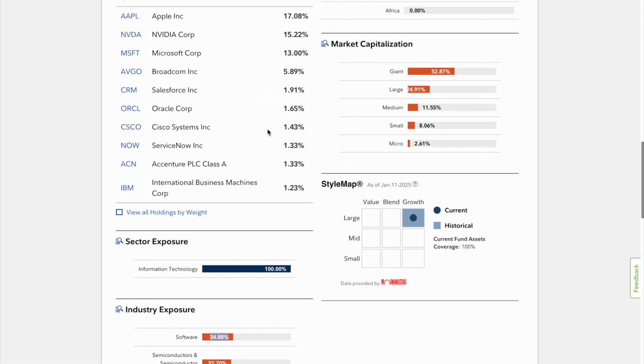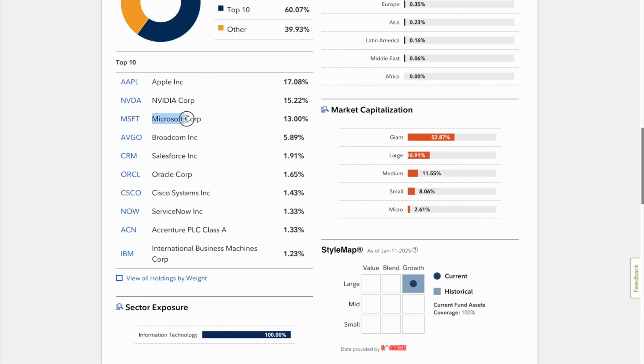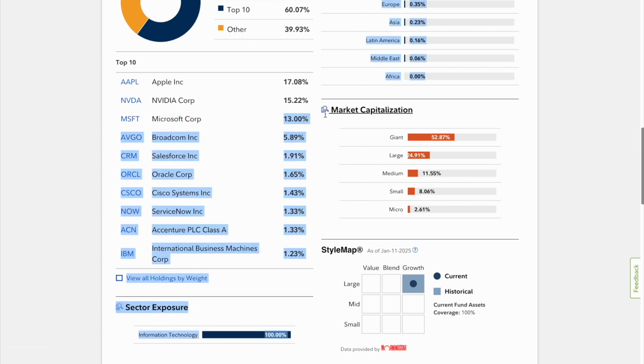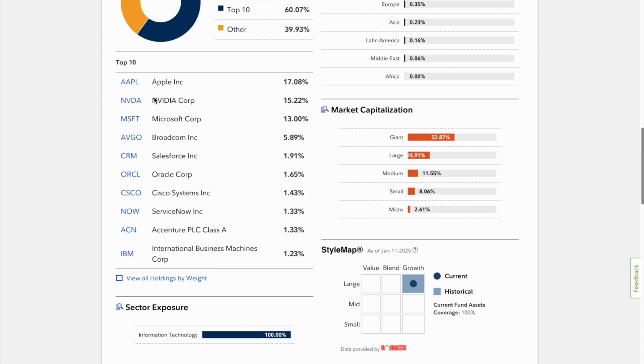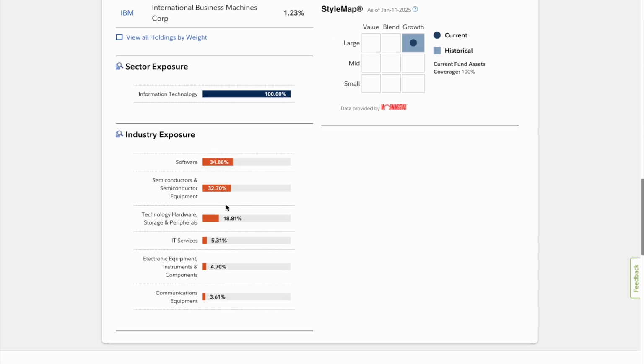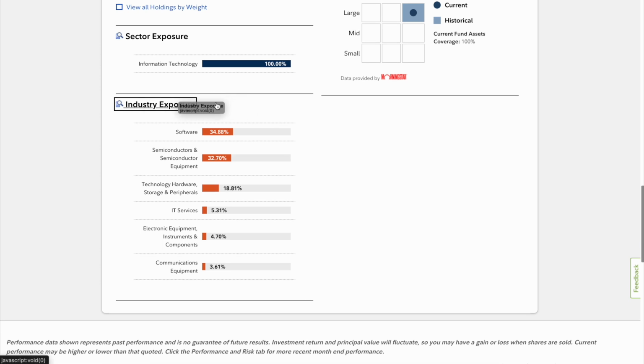And why does software make up more? Because you have Microsoft right here at 13%. And if you think about your semiconductors, it's really NVIDIA and Broadcom. The other ones, like Apple, make up different sectors and industry exposure. And that's why you have less semiconductor exposure.